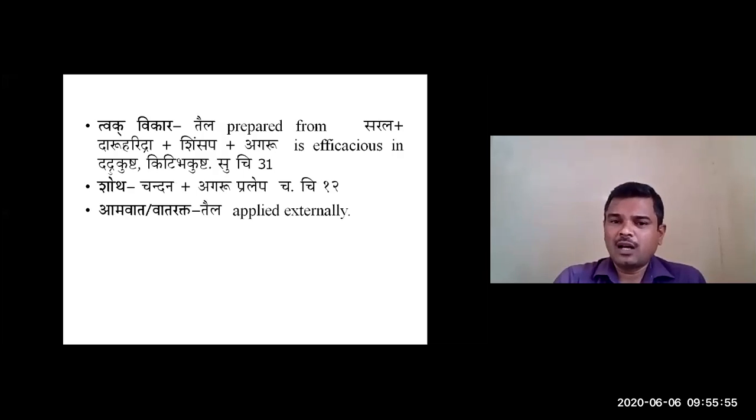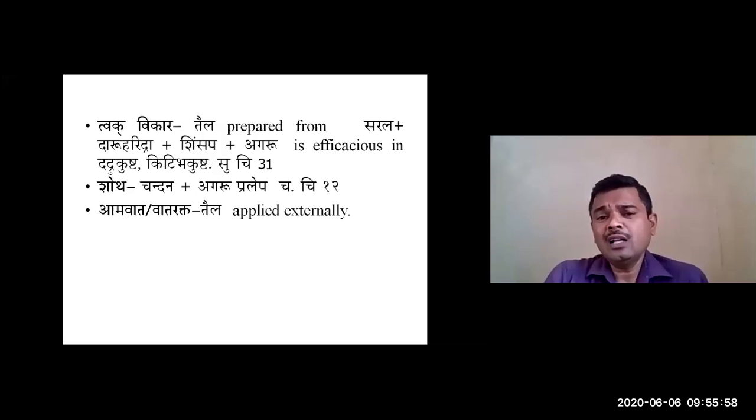Next, in case of tvak vikara, as Acharya has mentioned, it is tvacha, useful in tvak vikaras. In conditions like kushta, the taila prepared from sarala, that is Pinus roxburghii, daru haridra, that is Berberis aristata, shimshapa, that is Dalbergia sissoo, and agaru, Aquilaria agallocha.